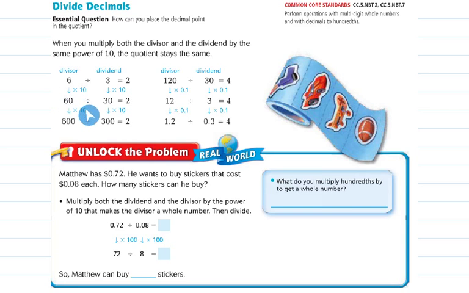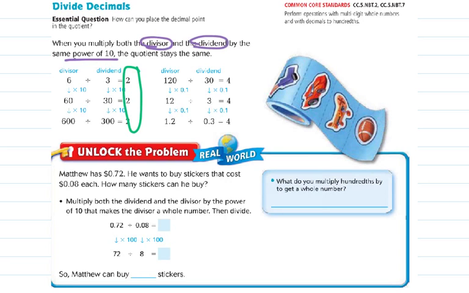Now when you multiply 60 by 10, you would get 600. You multiply 30 by 10, you get 300. Remember, 600 divided by 300 would give you 2. So remember, if you multiply both the divisor and the dividend by the same power of 10, our quotient stayed the same. Now we're going to check on the other side to see if this still stays true.